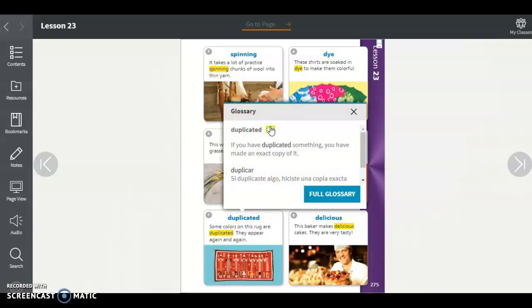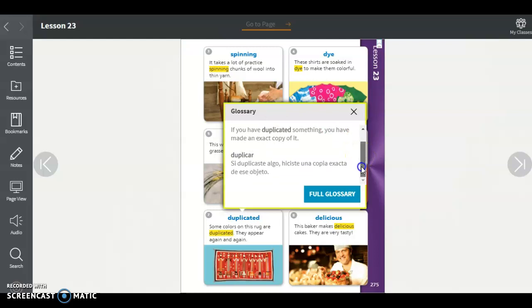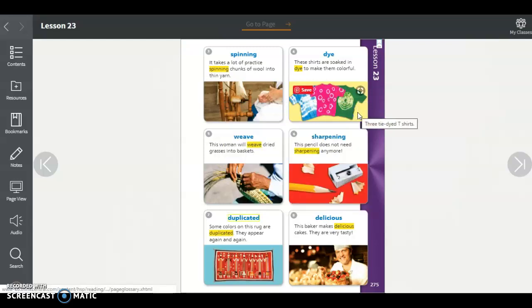Duplicated. If you have duplicated something, you have made an exact copy of it. Duplicar. Si duplicaste algo, hiciste una copia exacta de ese objeto. Awesome. So duplicated, you do it again and again. What is something you duplicate over and over again? I know my sister duplicates what I say all the time.